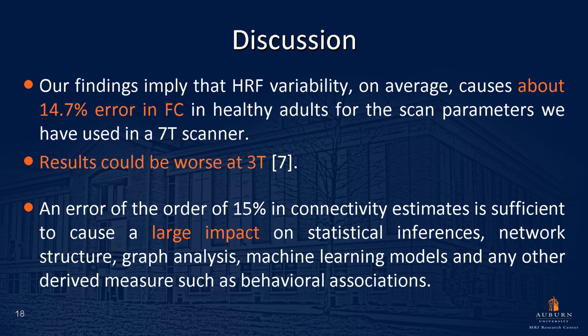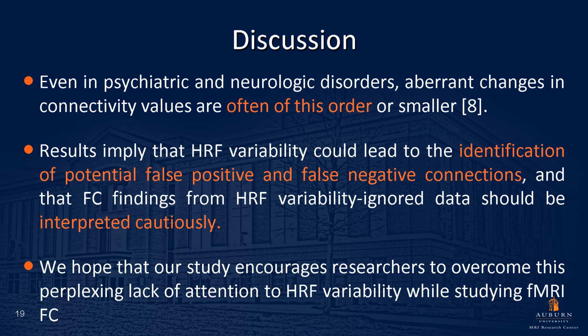Because in functional connectivity, we're not looking at directions. And this impact could not just be on statistical inferences, but also probably on network structure, on graph analysis, and machine learning models, and many other derived measures such as behavioral associations. I think what needs to be emphasized here is that even in psychiatric and neurological disorders, aberrant changes in connectivity are often of this magnitude or smaller. So I think this is very important to keep in mind.